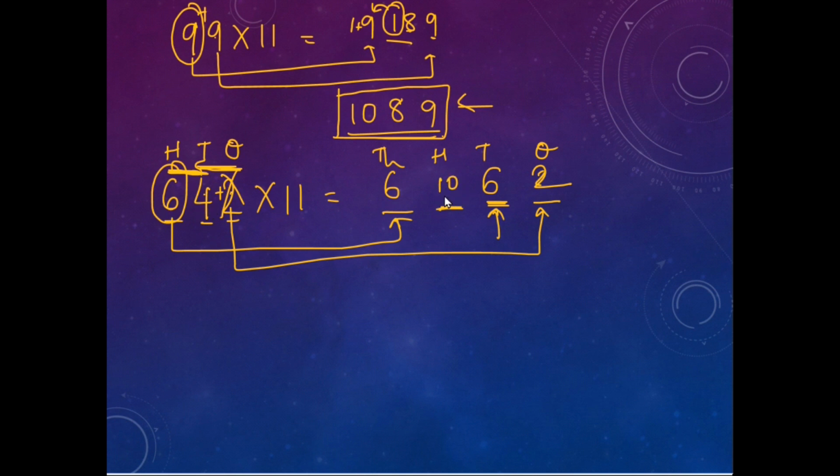Again you got a 2-digit number here. So do the same thing. 2 will stay as it is. 6 will stay as it is. Here 0 will stay. 1 will get carried over. 6 plus 1, 7. So your answer is 7062.